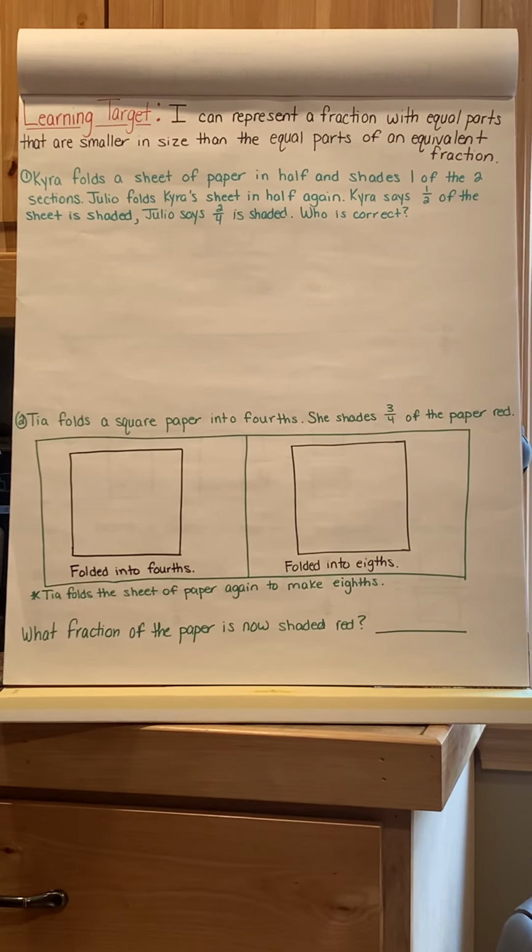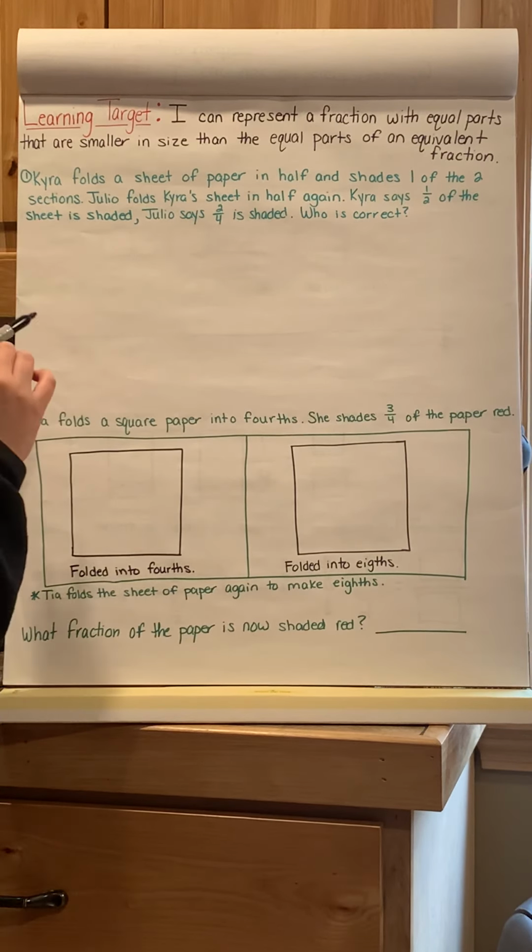It tells us that Kyra folds a sheet of paper in half and shades one of the two sections. Julio folds Kyra's sheet in half again. Kyra says half of the sheet is shaded. Julio says 2/4 is shaded. Who is correct? Now let's go through and just underline our important information.